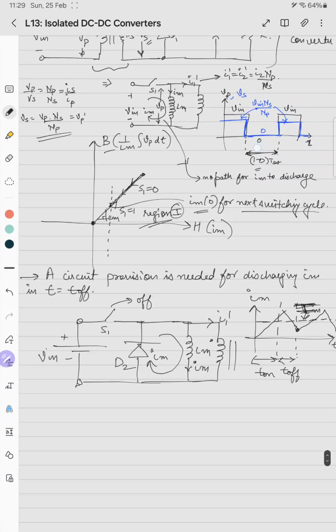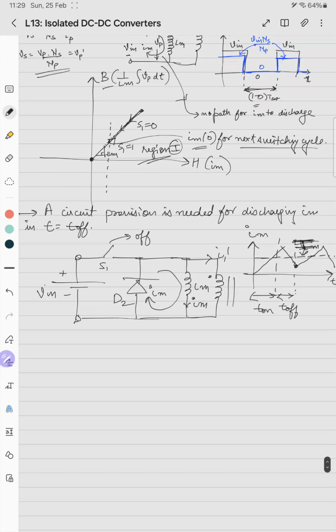So what we are doing is resetting the core IM. Now IM may be 0 or non-zero. It won't be negative because it won't go to the region 2 of operation. So it may or may not be 0. It will be some finite value.